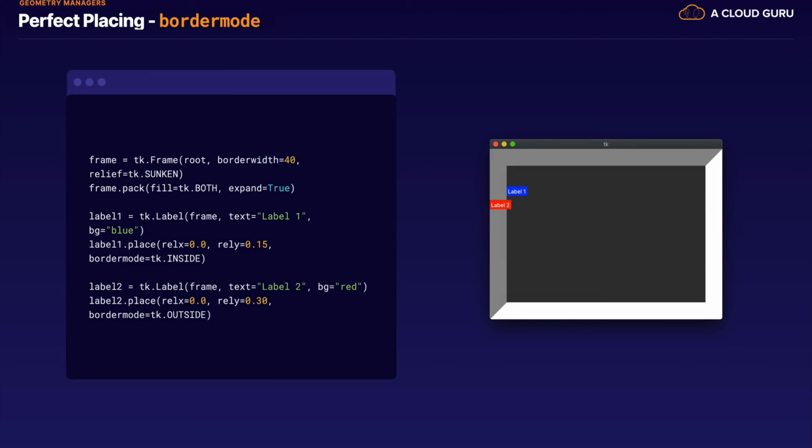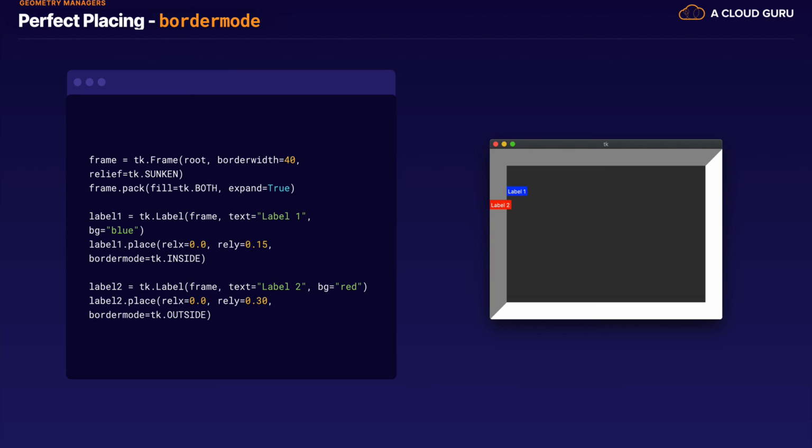Border mode is an interesting one here, and to show this, I had to create a frame, and I put a gigantic border on it. So it has a 40-point border, and it's sunken so that it has that kind of look to it there. But you can see with label 1, we have just the default border mode of inside, which you'll see places us inside of our container's border. With label 2, even though frame is our container, we set the border mode to TK outside, and that set our positioning to be essentially ignoring the container's border.